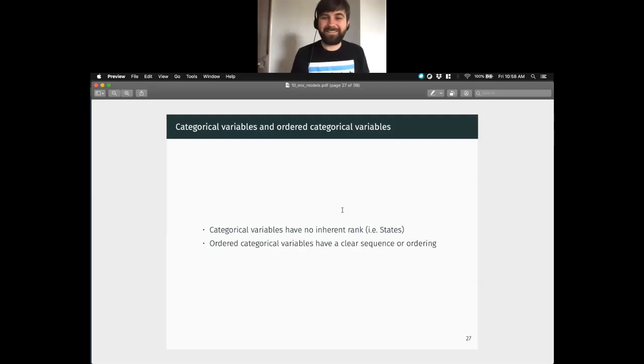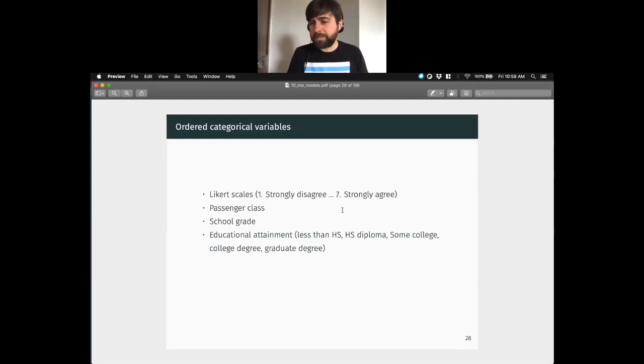There's no inherent order to the variable, like, for example, a U.S. state, right? We might think that some states are better than others, but there's no inherent rank to them. But ordered categorical variables have a clear sequence or ordering to them, and we encounter these a lot. Likert scales are the most common, that range from 1 to 7, strongly disagree, all the way through strongly agree.